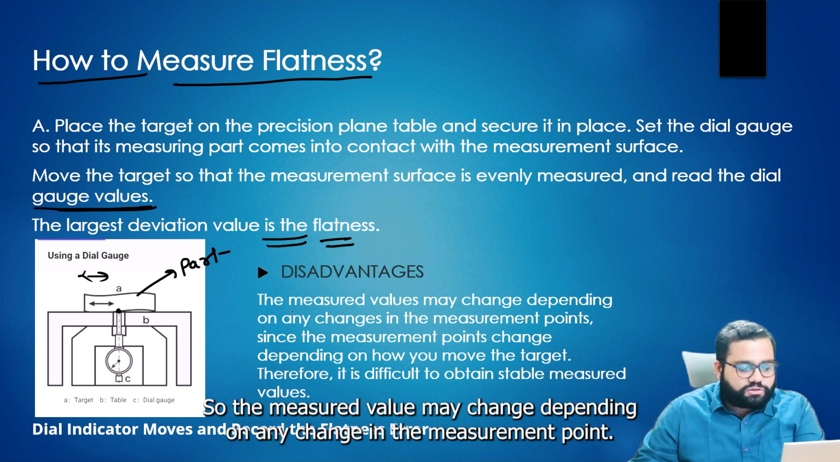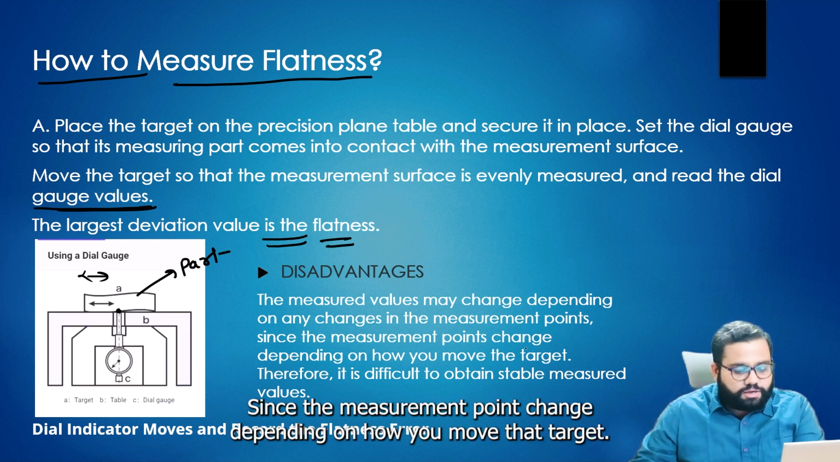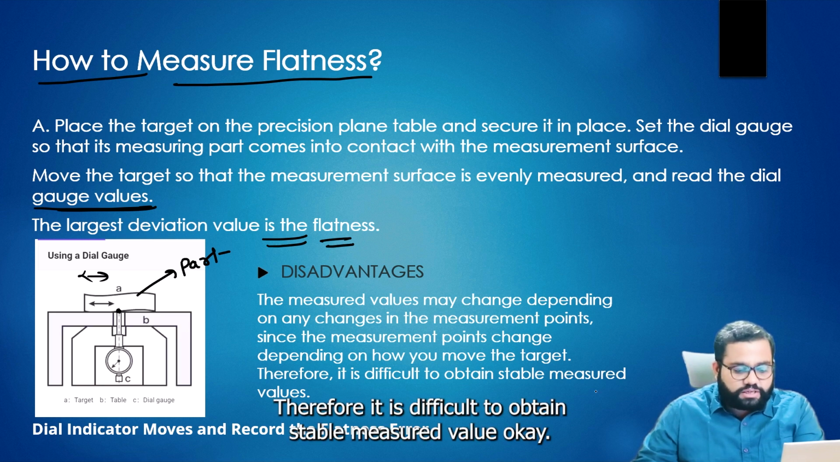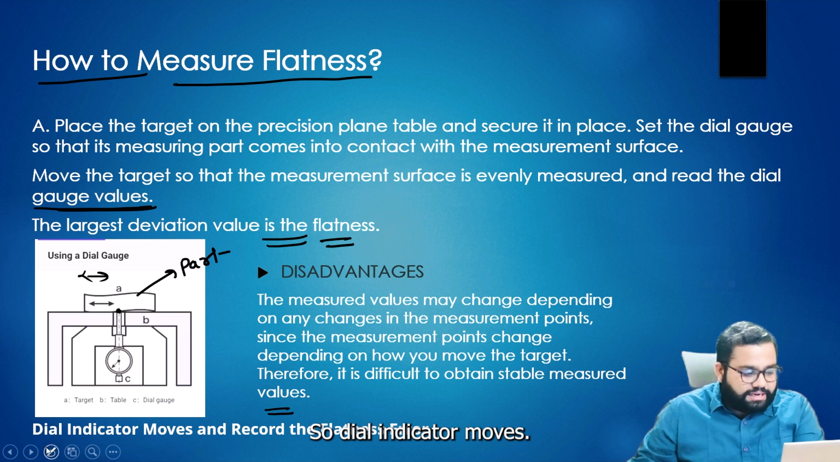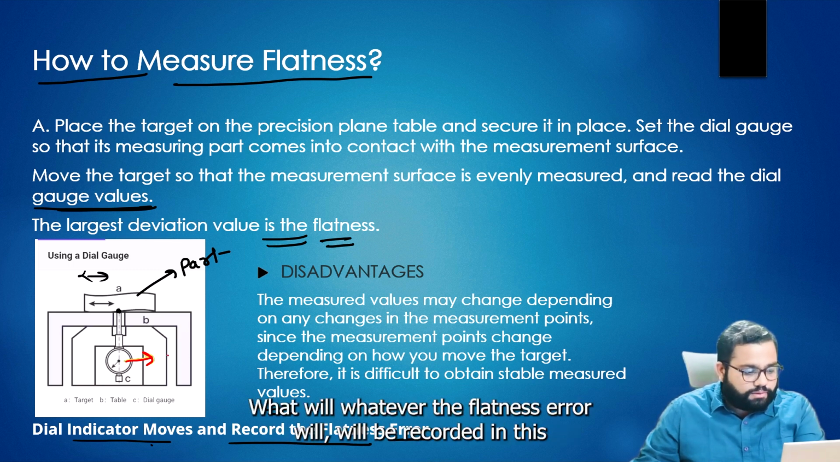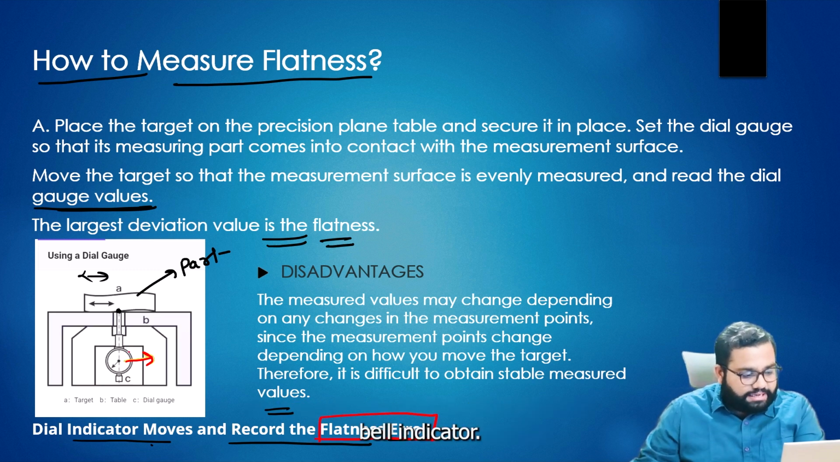What will be the disadvantage? The measured value may change depending on any change in the measurement point. Since the measurement point changes depending on how you move the target, it is difficult to obtain a stable measured value. Okay, so the dial indicator moves and records the flatness error. This is very important, because whatever the flatness error is, it will be recorded on this dial indicator.